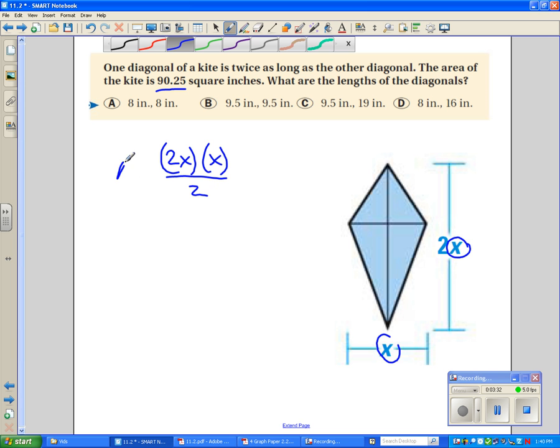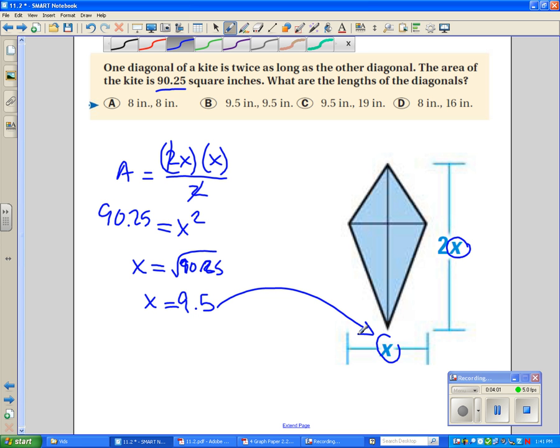Let's go ahead and simplify this while we're at it. Notice 2 divided by 2 cancels. We're left with x squared, and this is equal to the area, 90.25. That means that x is equal to the square root of 90.25. So square root of 90.25, I get 9.5 as the x value. What are the lengths of the diagonals? Well, x is one of the diagonals, and the other diagonal is twice that, so twice that would be 19. So I'm looking for 9.5 and 19. That would be C.